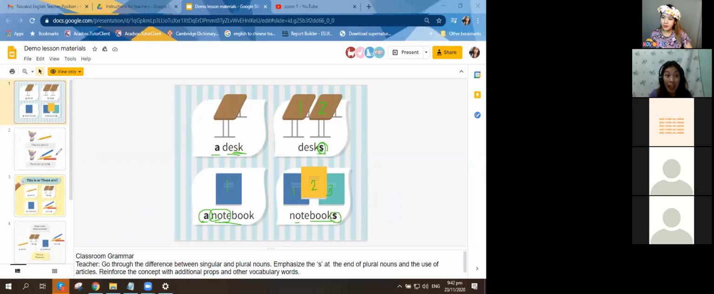Okay. Before you move on to the next slide, check comprehension first. Okay. Ina. What's this? A desk. Wow. Very good, Ina. A notebook. Good job, Ina. Notebooks. Wow, very good with that one, Ina.